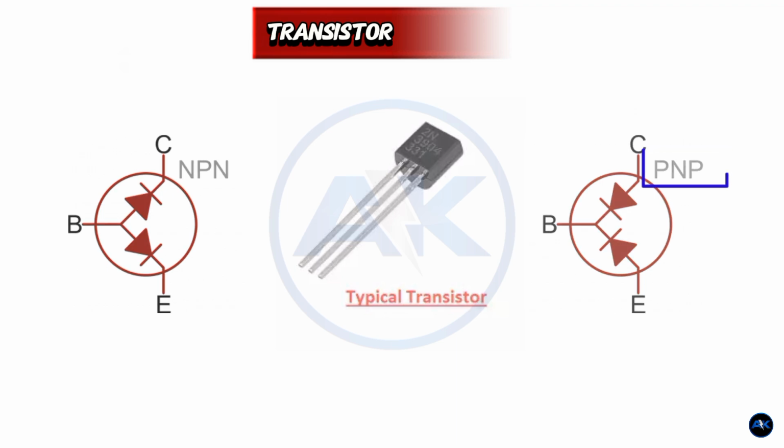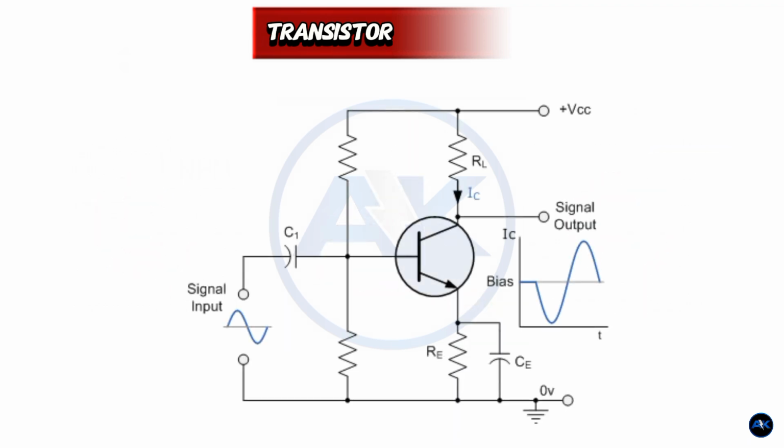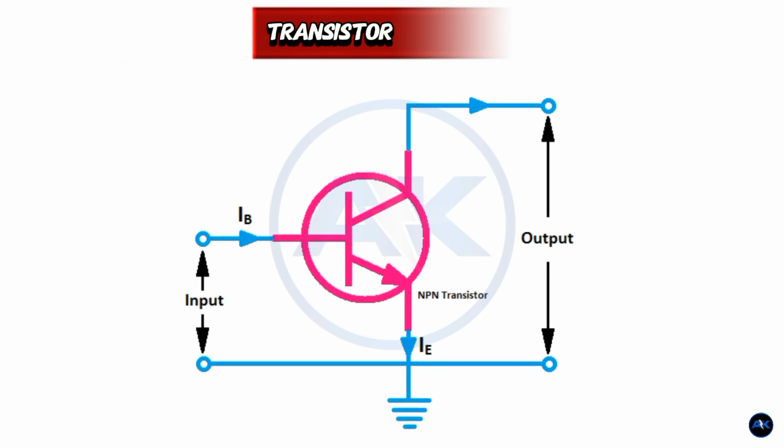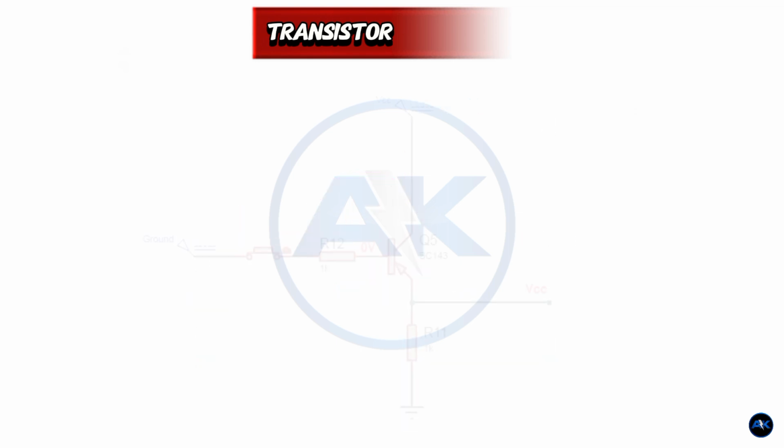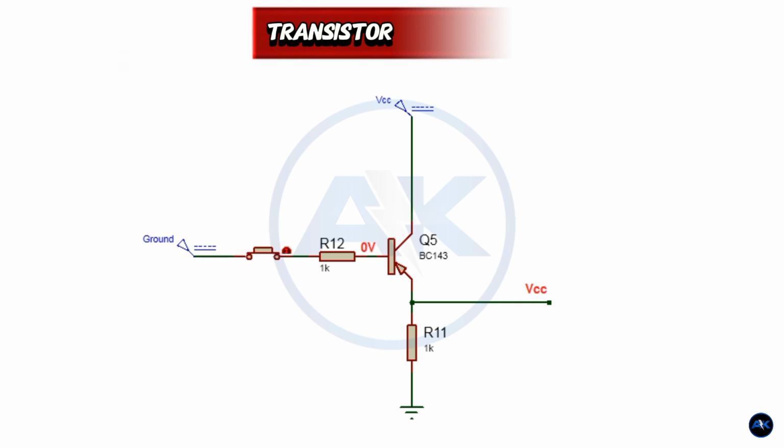We use transistor in a circuit where we have to convert a low signal into a high signal. That is, if the frequency of any signal is very low and you want to increase the frequency, then there you can use transistor. Besides, we also use this transistor in a circuit where we have to turn on and off a circuit again and again. Like if you want to turn on and off a circuit 1,000 times in a second, then there you have to use a transistor.